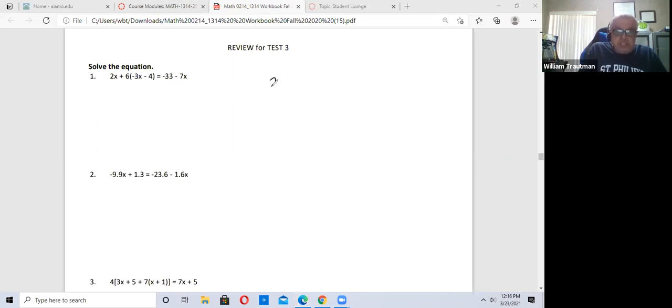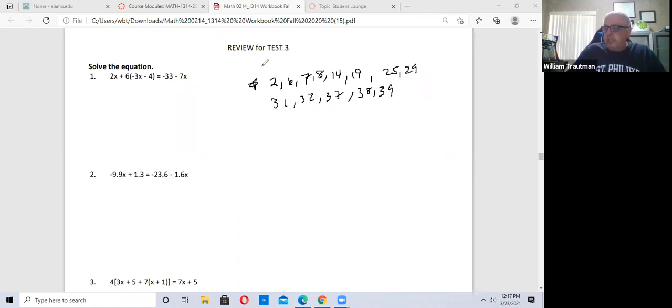So if you want to write these down: number 2, 6, 7, 8, 14, 19, 25, 29, 31, 32, 37, 38, and 39. These are the problems I'm going to cover in this workbook for the test review.